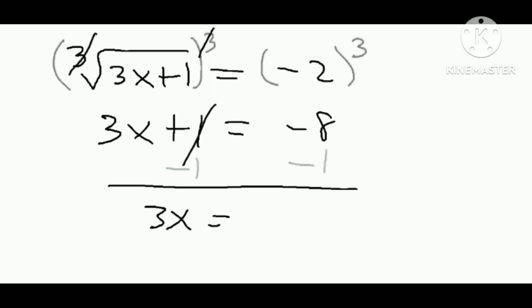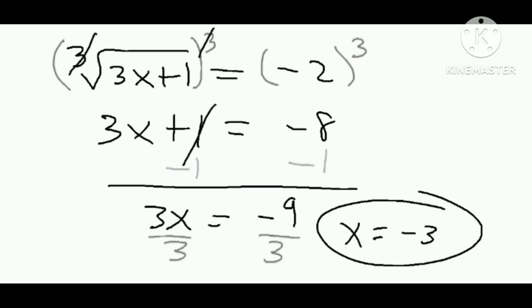Negative 8 minus 1, that's negative 9. And if we divide both sides by 3, we can see that x is equal to negative 3.